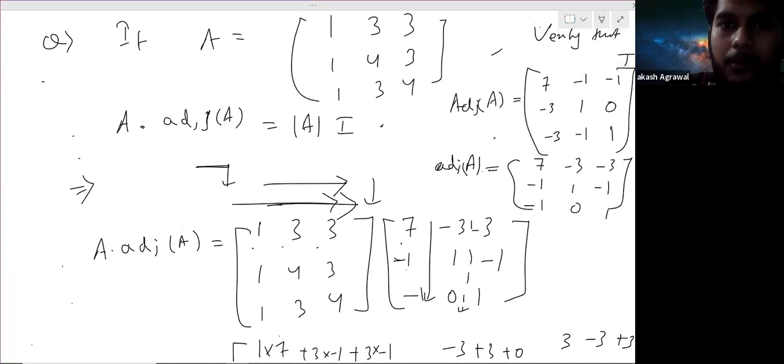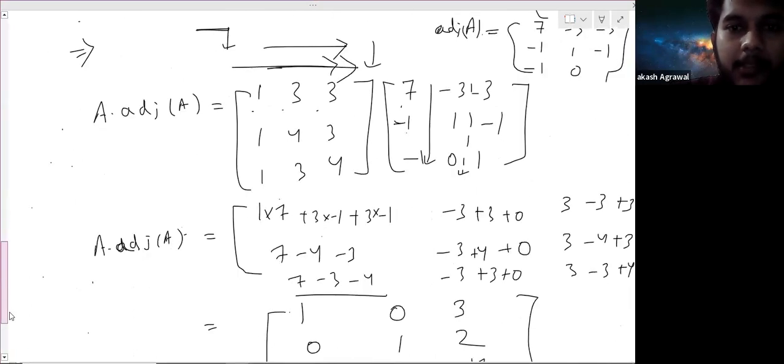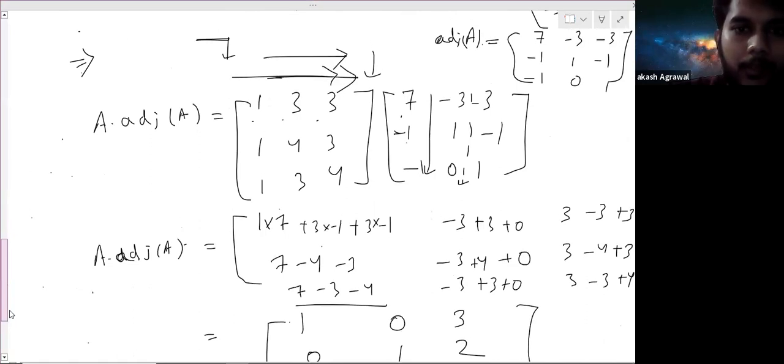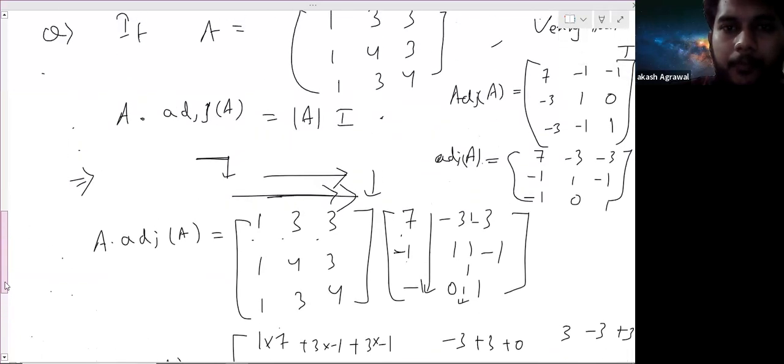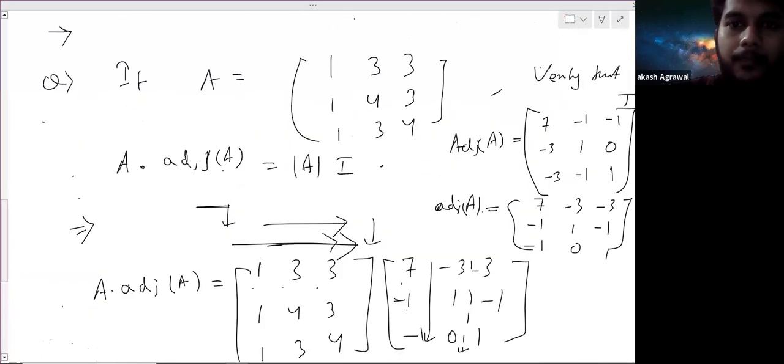Column 4 and 3, 1 minus 1. The column 3 and 4, minus 1. Near zero. The adjoint is correct, the multiplication is also correct. Okay. Look, yes sir. Okay, got it.